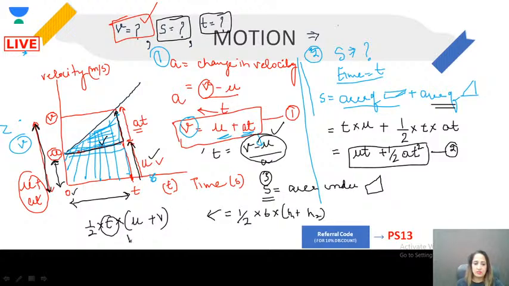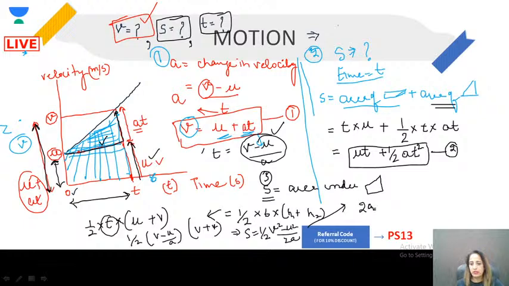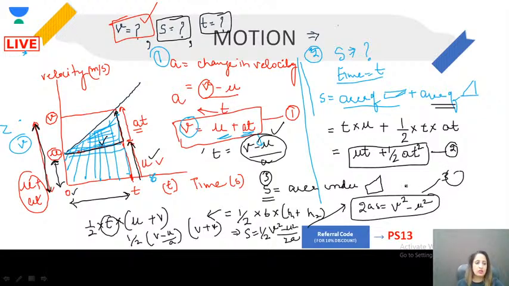So if we insert the value, it will be half into v minus u by a into u plus v. Are you getting my point? And when we solve it, what do we get? s is equal to half into v squared minus u squared divided by 2a, so 2as is equal to v squared minus u squared, and this is our equation number 3. So now you see how we calculated all these three equations.